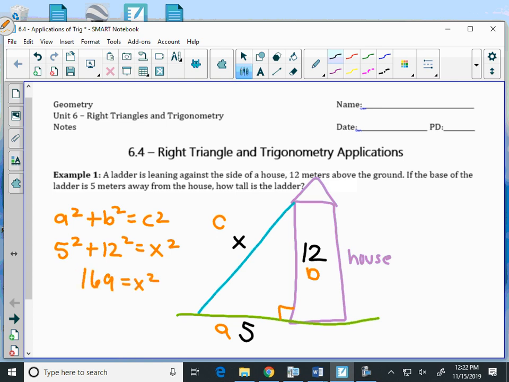And then what do we have to do to both sides? When we square root, x is equal to 13. So that ladder is 13 feet. Thank you. Questions over that?